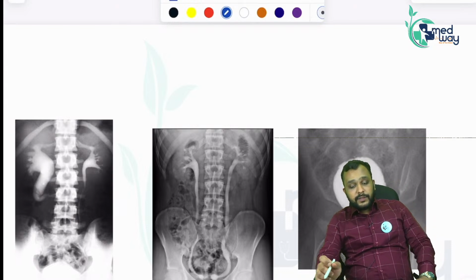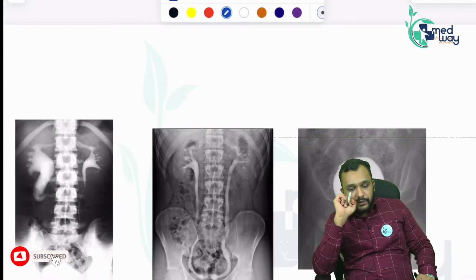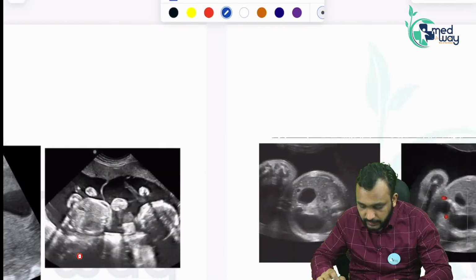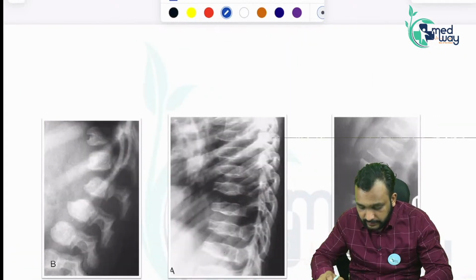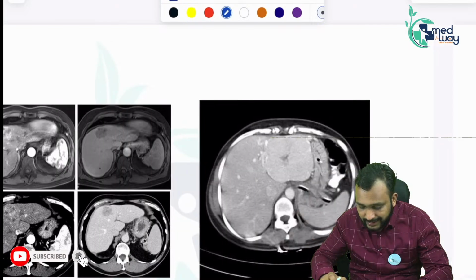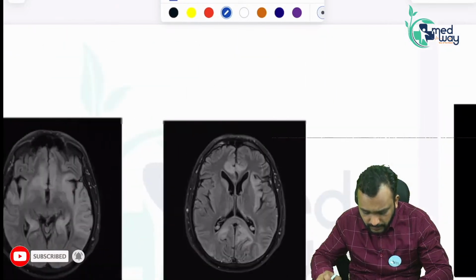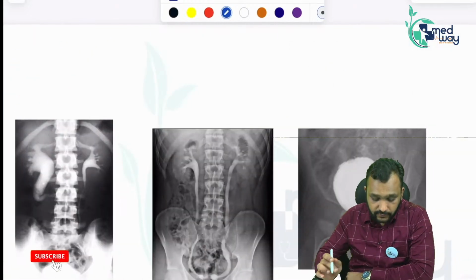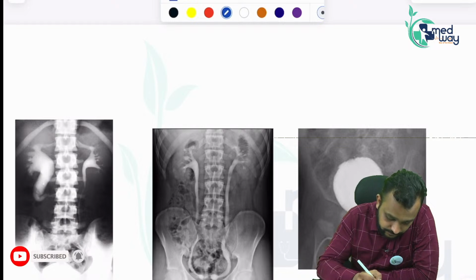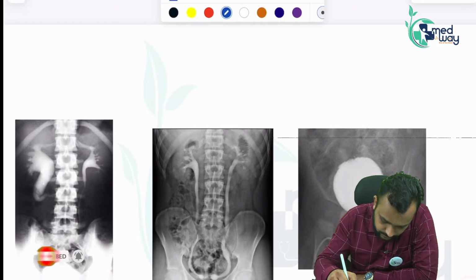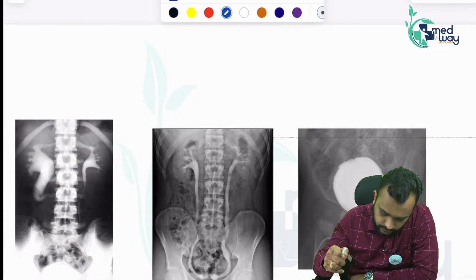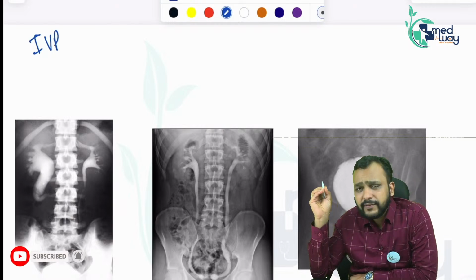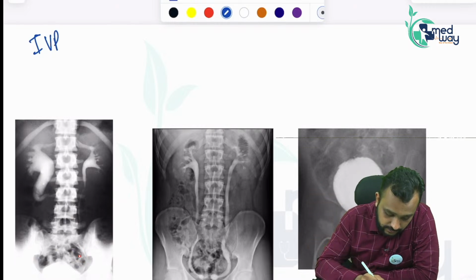So guys, these were a few important questions in radiology. Now I will also show you some important images. So quickly, let us discuss a few important images that can come in your upcoming exams. So let us begin with the IVP images. IVP images are very important for your exams.